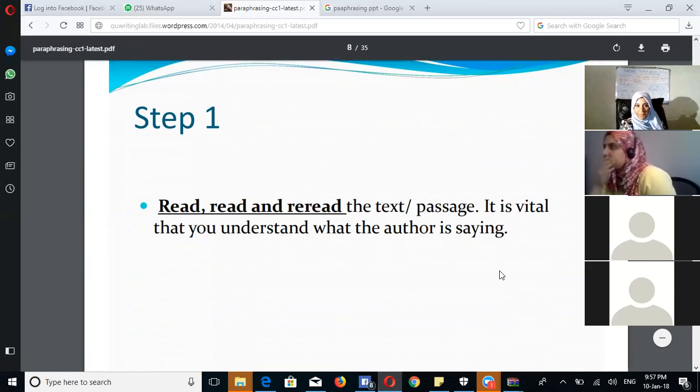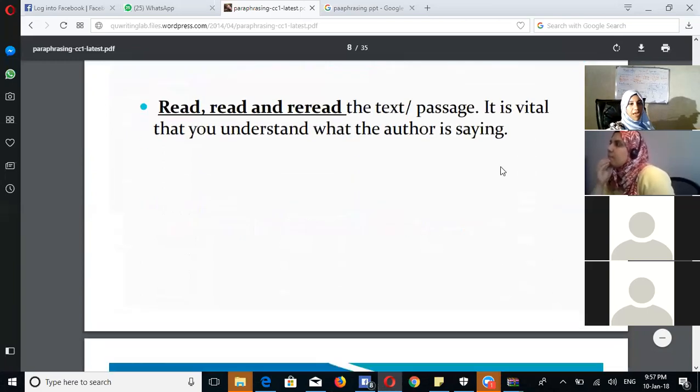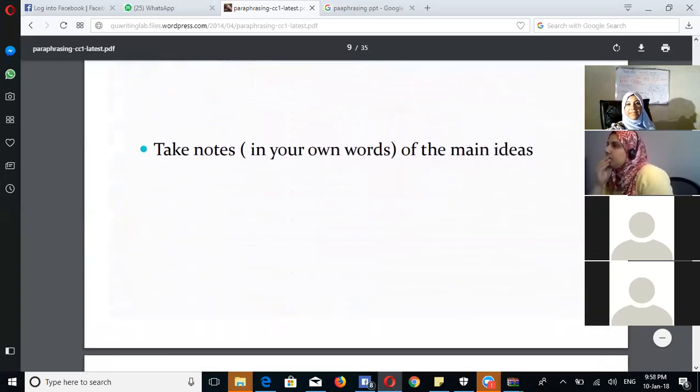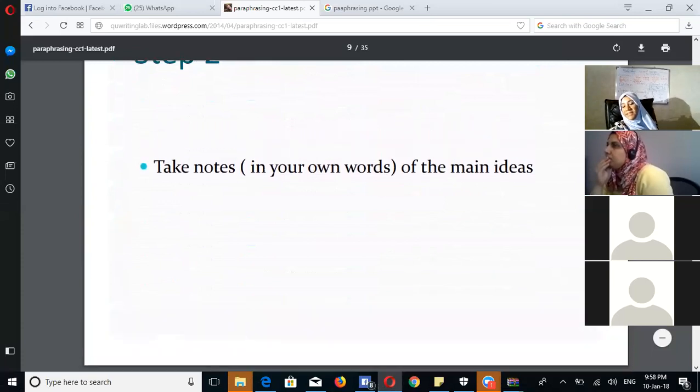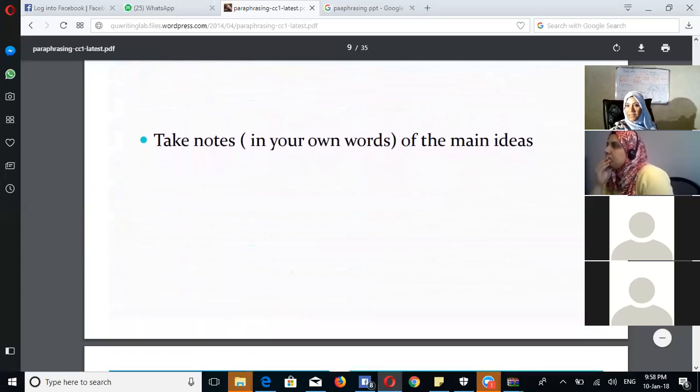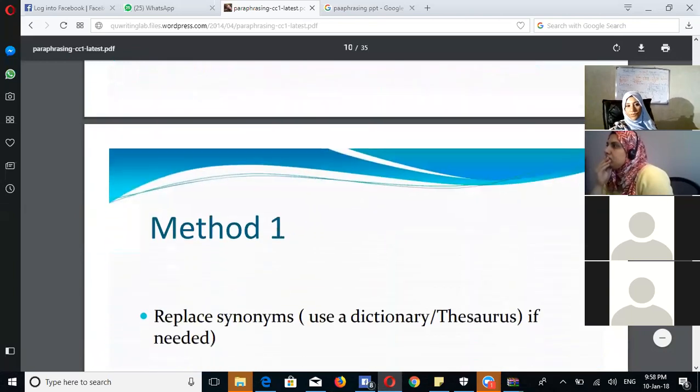Okay. So step one, read and reread the text or the passage. It's vital that you understand what the author is saying or what the writing prompt is about. Vital means very important. Number two, take notes of the main idea. You have to know what the main idea or the topic is about.